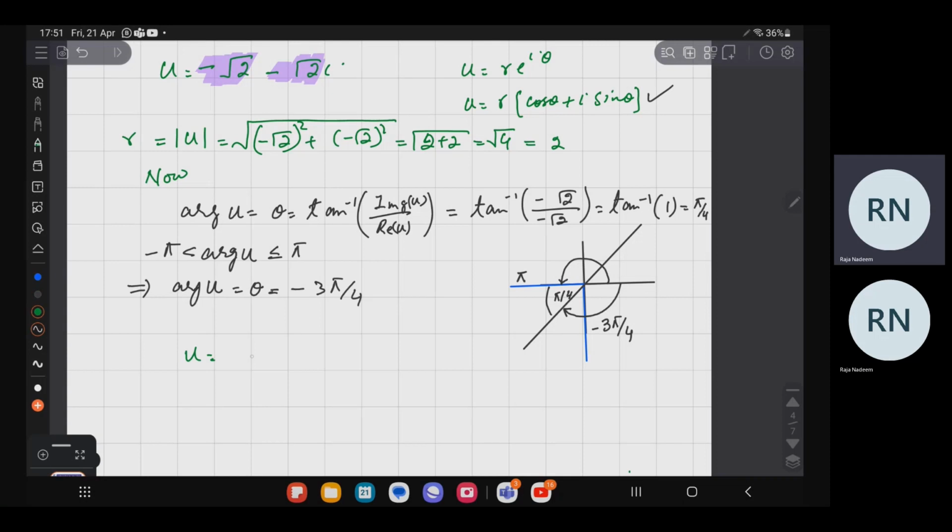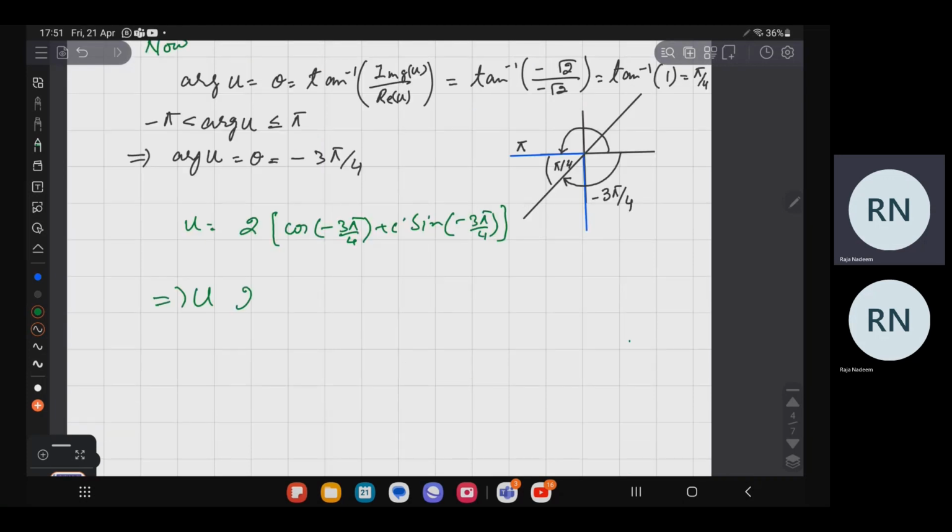This implies that the argument of u, which is theta, would be taken as minus 3 pi by 4. So u in modulus argument form with the value of r and the value of theta equal to minus 3 pi by 4 is r times cos of minus 3 pi by 4 plus iota sine of minus 3 pi by 4. Finally, we convert our expression to e power iota minus 3 pi by 4. This is of the form e power iota theta.